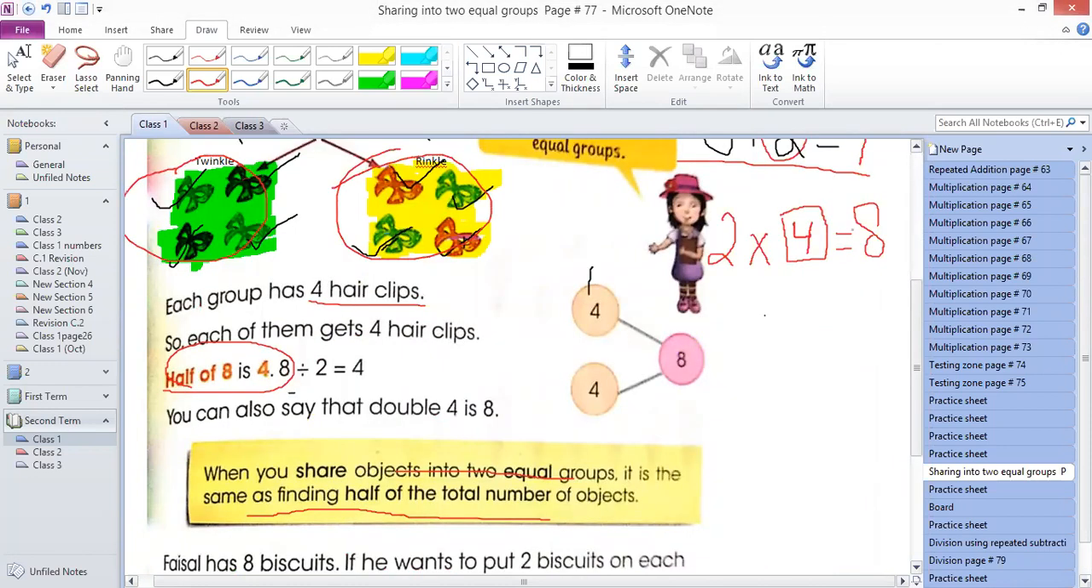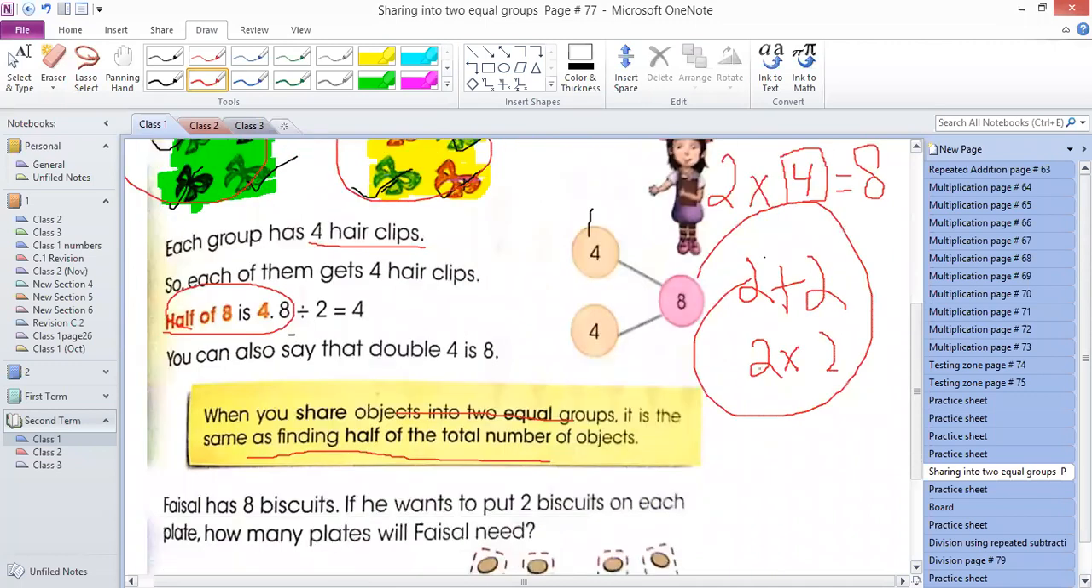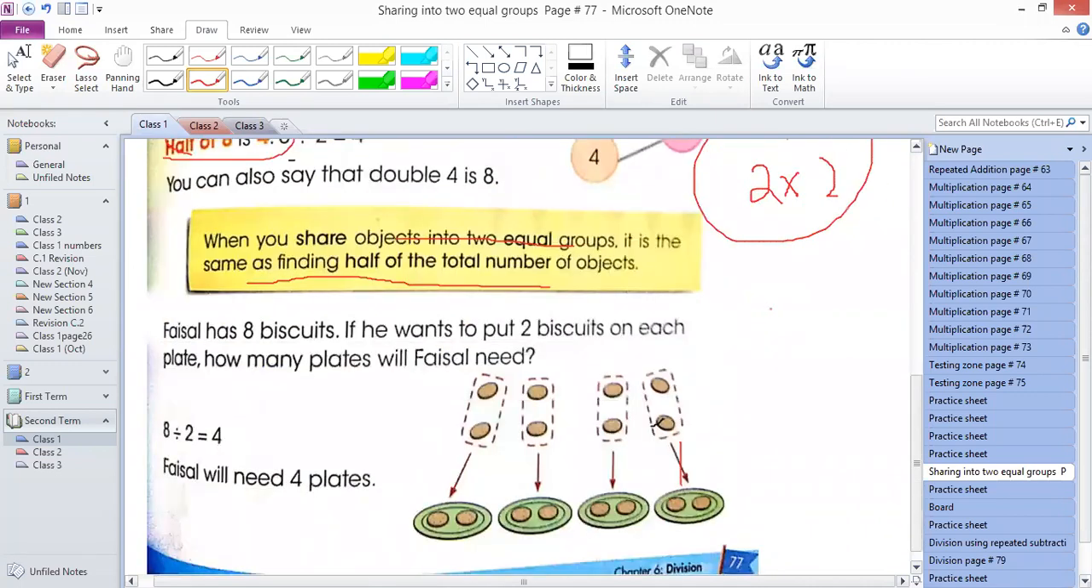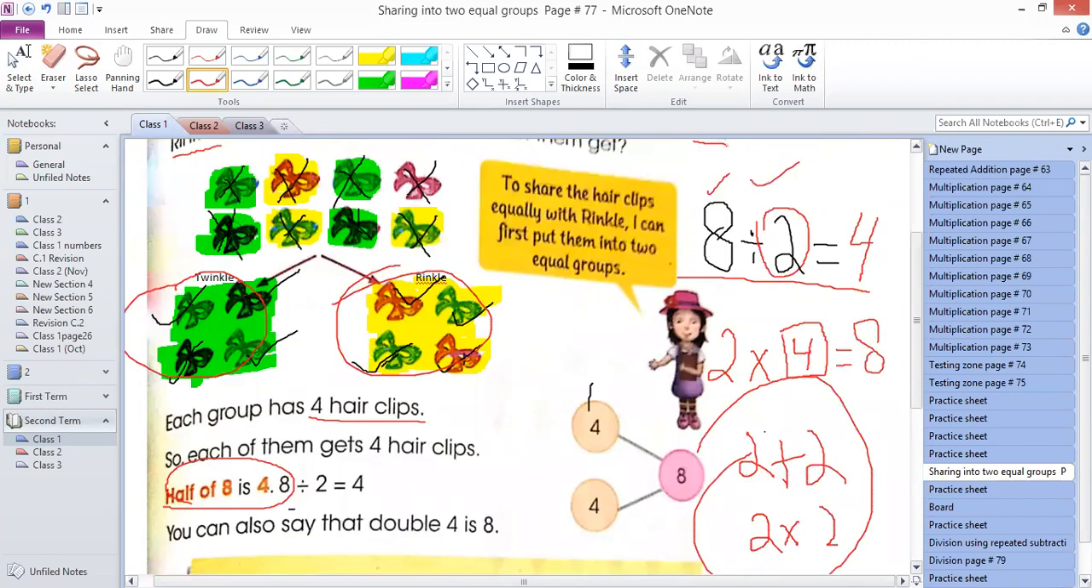In order to find the double, you used to add the number to itself, 2 plus 2, or 2 multiplied by 2. So if you have to find the half of any number, you just need to divide that number by 2 and you will find the half of it.